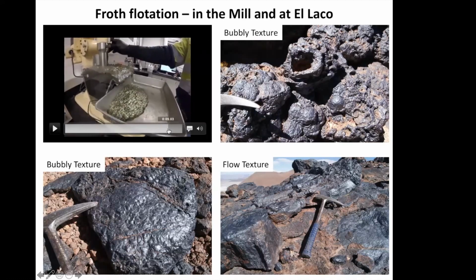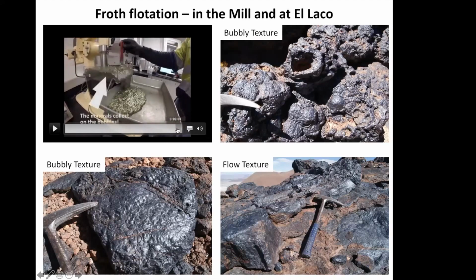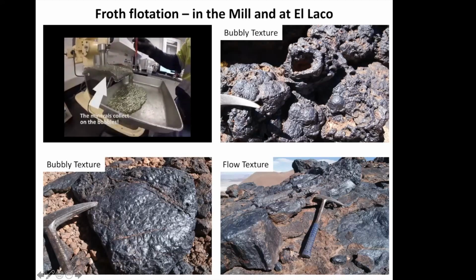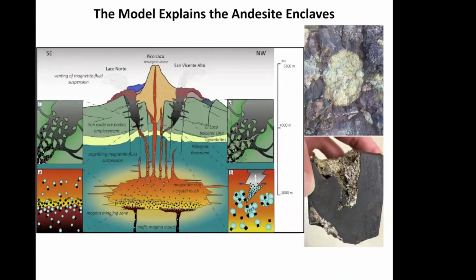So this is what we're looking at. Here would be the El Laco magma chamber here. We've got a collapse, depressurization event. We have the eruption of this magnetite fluid suspension. And then on the surface, we have the texture that we see everywhere walking around at El Laco. So when you put it all together, it explains beautifully all of this magnetite at the surface. It explains all of the textures we see in the magnetite in the breccia pipes.